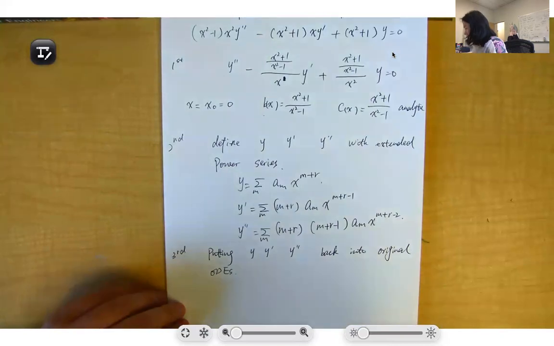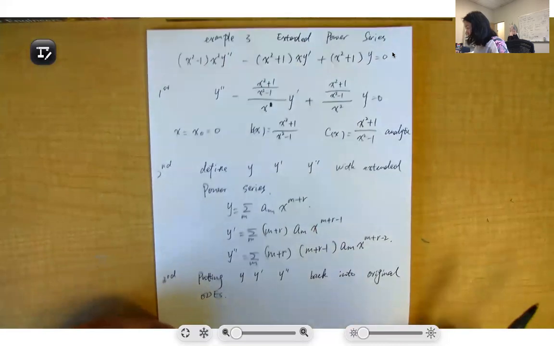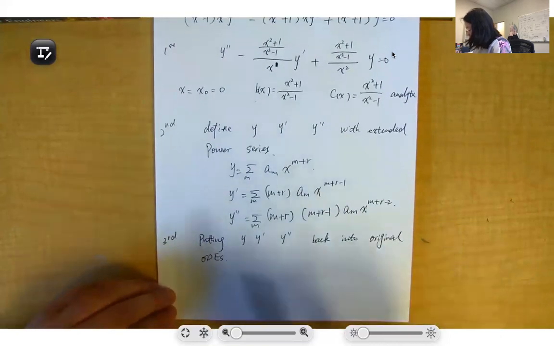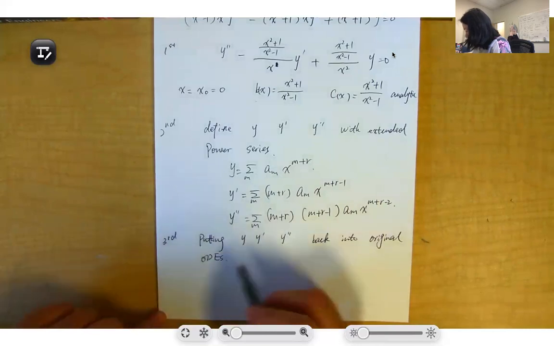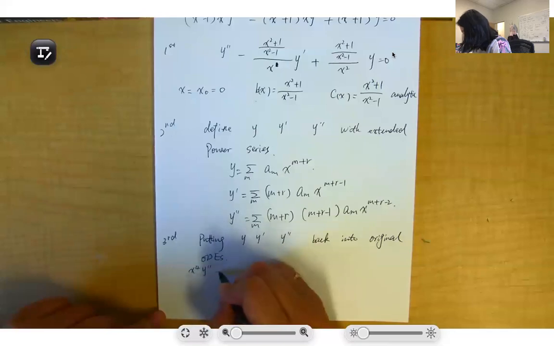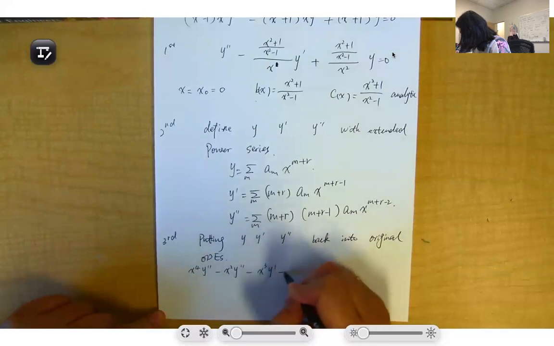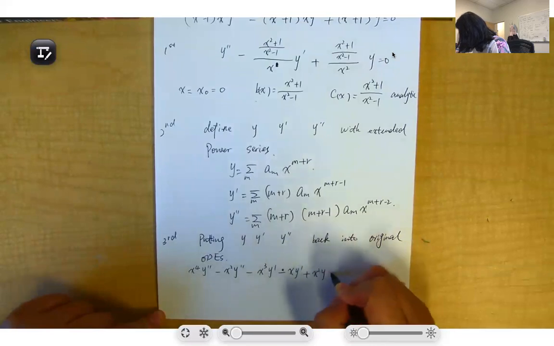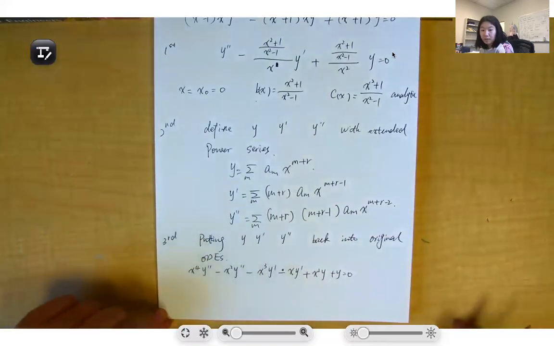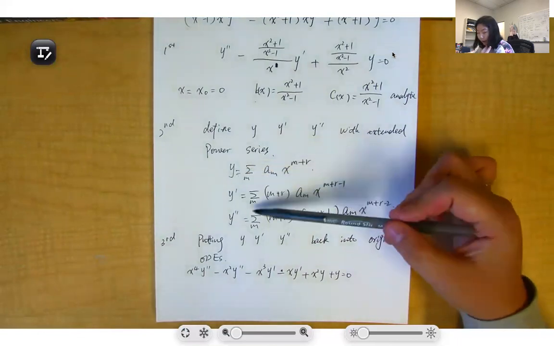So what is our original ODE? It's this term, right? So let's put in our x to the fourth y double prime minus x squared y double prime minus x cubed y prime minus x y prime plus x squared y plus y equals zero. So this is the original format, and we just need to replace y, y prime and y double prime by their power series.